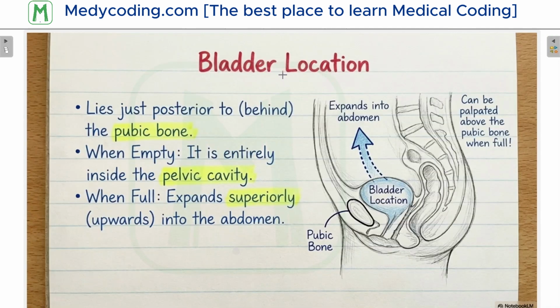Now we will see the location of the bladder. The bladder is lying just behind the pubic bone. This is the anterior side of the body. This is the rectum, so the bladder lies in front of the rectum. As we know, the bladder shape changes based on volume. So the empty bladder lies in the pelvic cavity, and when the full bladder expands, it goes into the abdominal cavity.